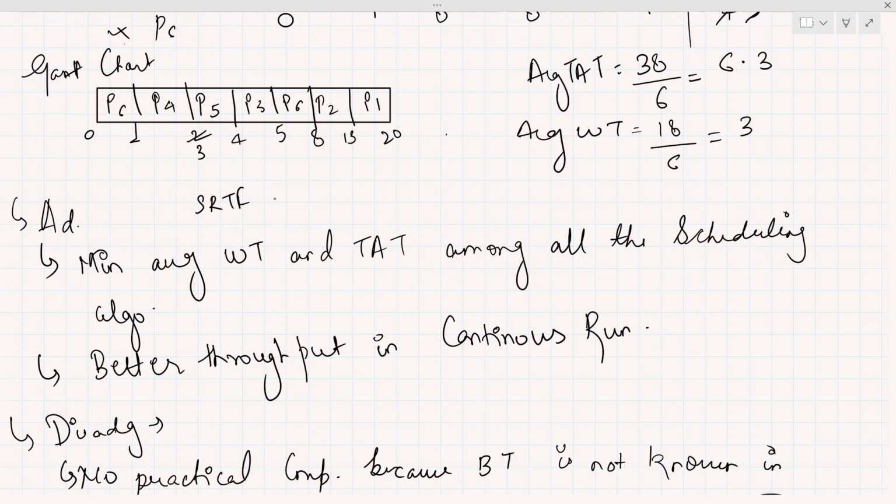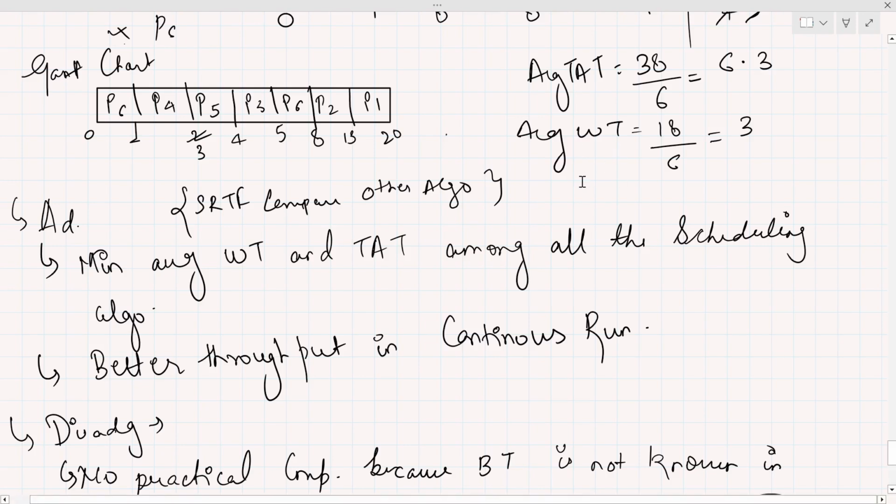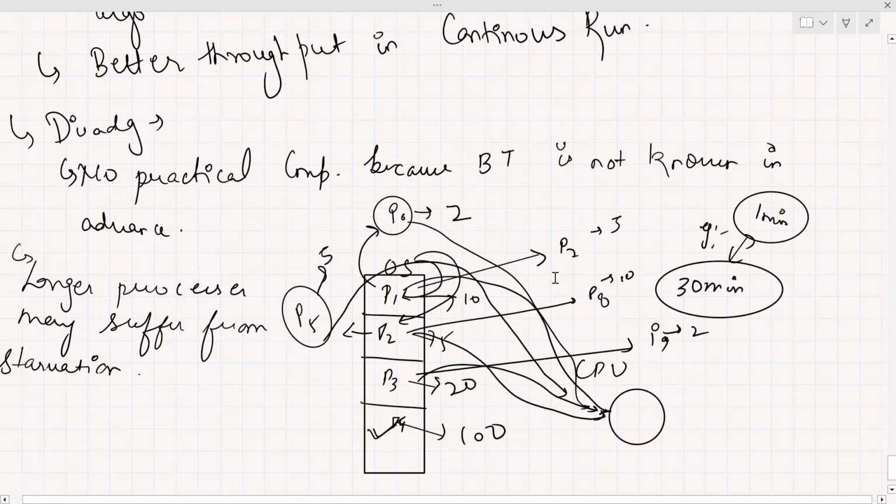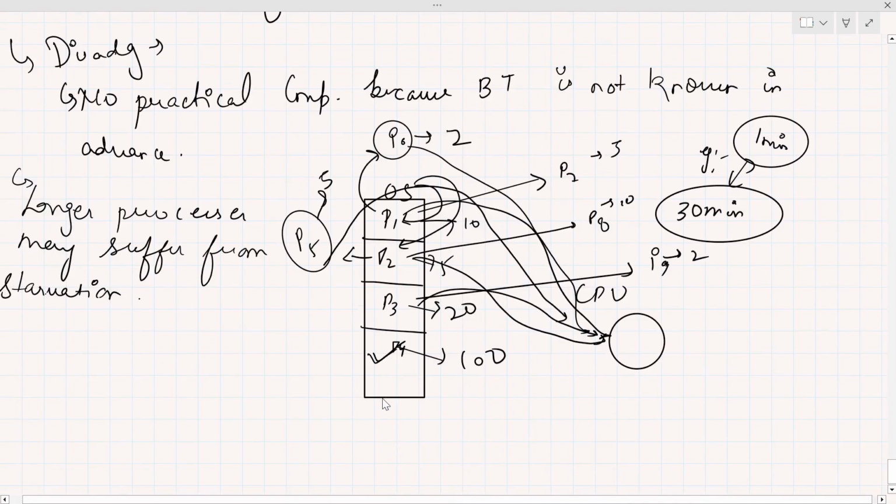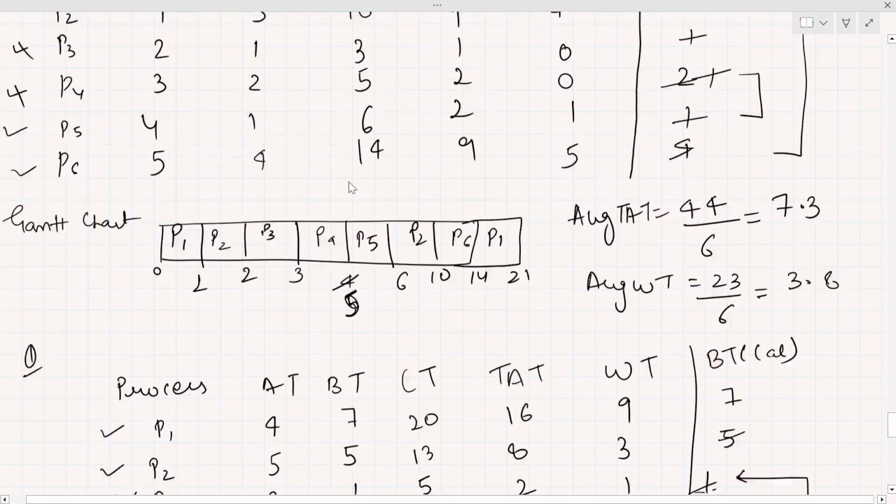When we compare it with other algorithms, we understand which algorithm is better for practical use, because we have so many algorithms. We compare the average waiting time and average turnaround time with SRTF, and understand that this algorithm is better, so we can implement it in our system. So SRTF creates a benchmark for other scheduling algorithms. So this is SRTF, its advantages and disadvantages, and how to solve questions on SRTF.